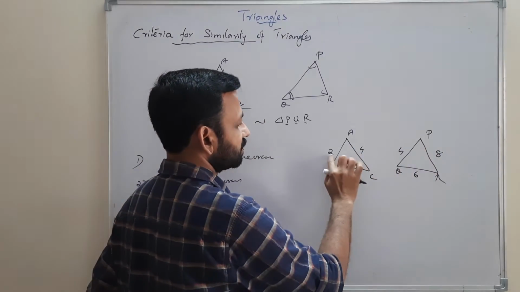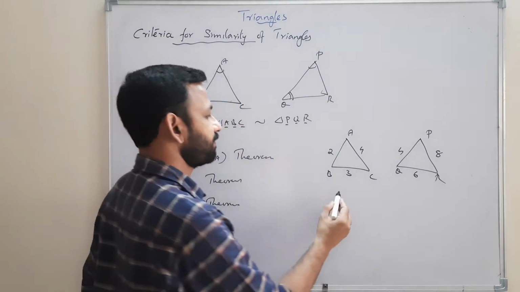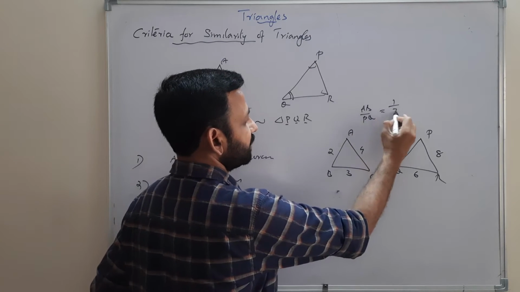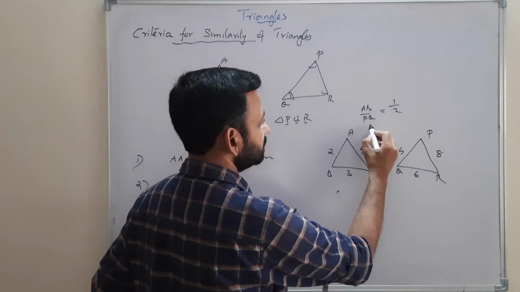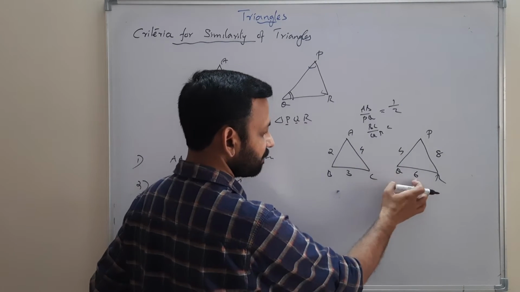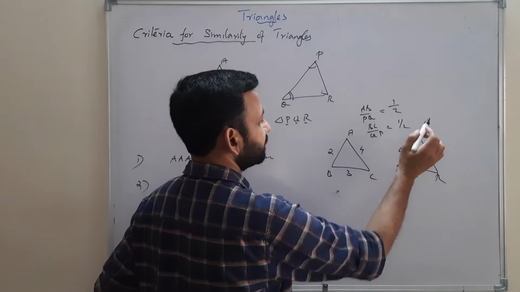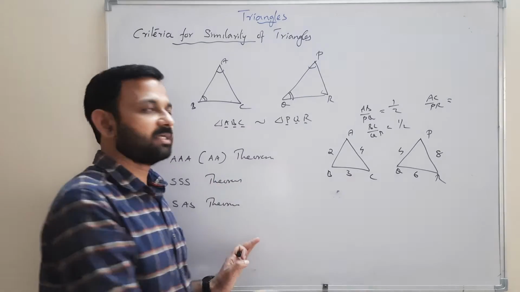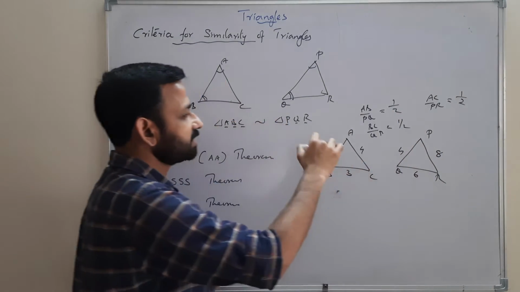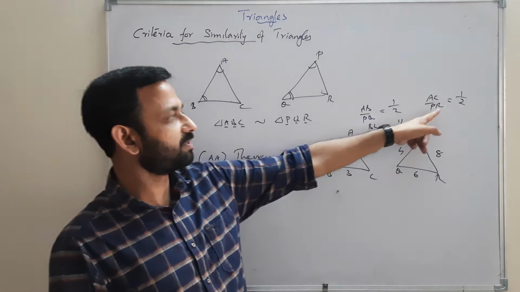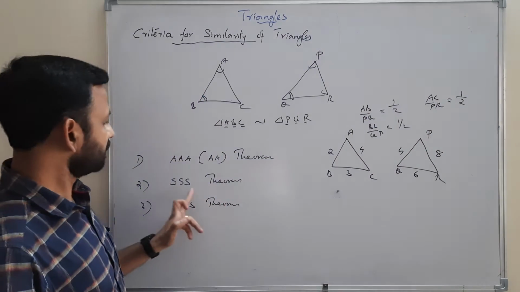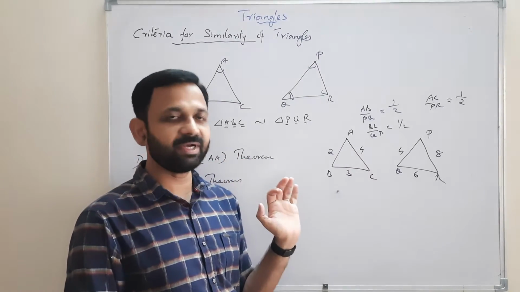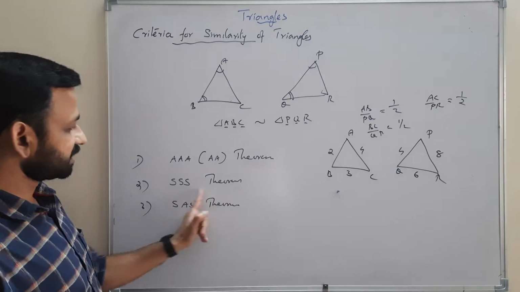AB upon PQ, that is 2 upon 4, that is 1 by 2. Then BC upon QR, that is 3 upon 6. When we cancel, we will get 1 by 2. Then AC upon PR, that is 4 upon 8, that is also 1 by 2. So here all three sides are in the same ratio. That ratio is 1:2. So we can say they are similar. Their shape will be the same, but their size may be different. So they are similar. That is the SSS theorem.